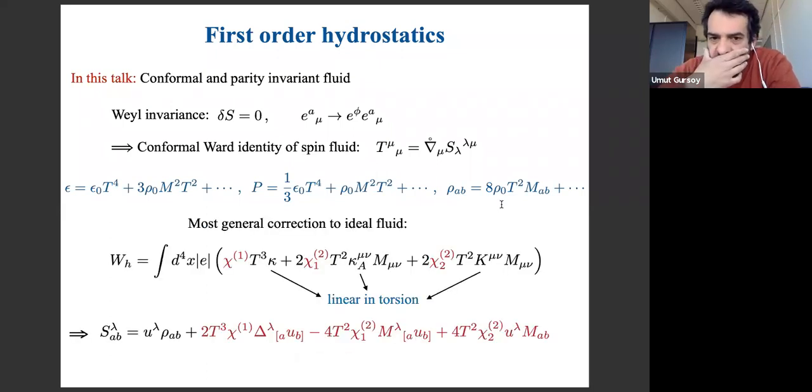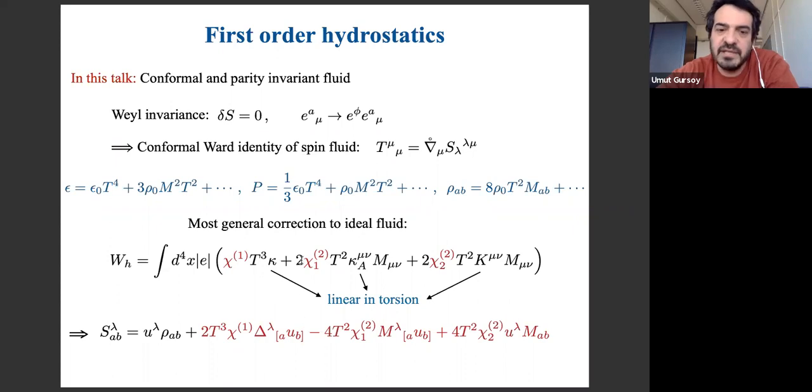Then the next thing is to write down the most general correction, again for a conformally and parity invariant fluid, in the presence of torsion. The most general terms that you can write down at first order in derivatives, first order in contortion, are in this term. There are three different terms that you can construct. I'm not going to get into details of this because, as I said, it will very quickly become complicated. These kappa K and kappa A are constructed out of the torsion by taking various contractions with the U and the projection tensor delta mu nu, etc.